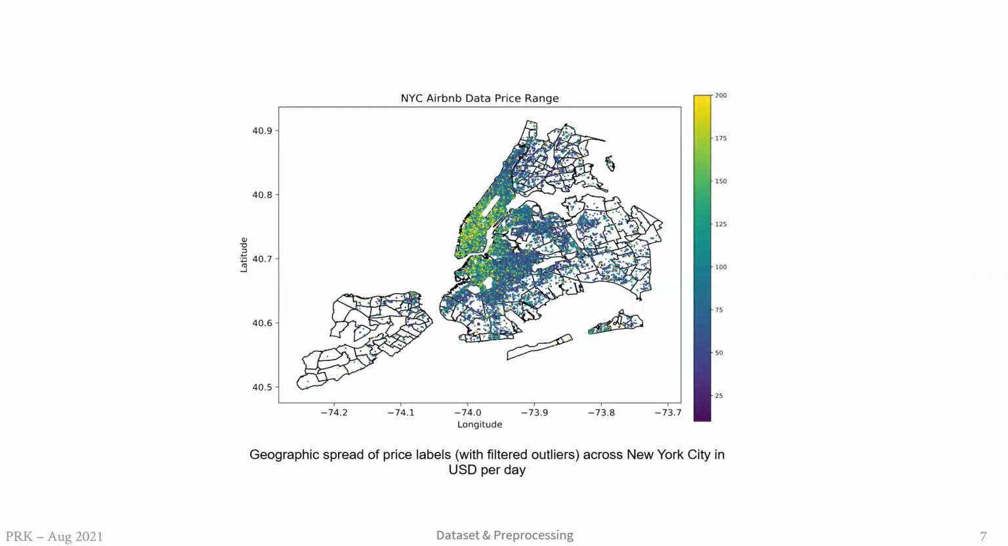This figure here shows the spread and the massiveness of the data that we had used. Each point corresponds to a single row in the dataset, or a single listing in the Airbnb listings of New York City.